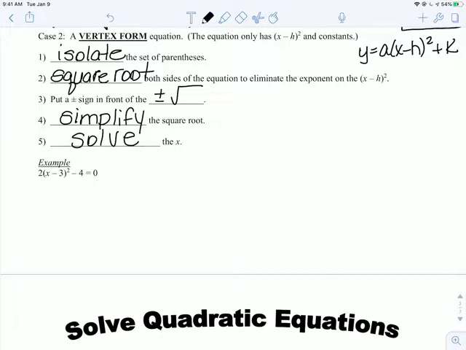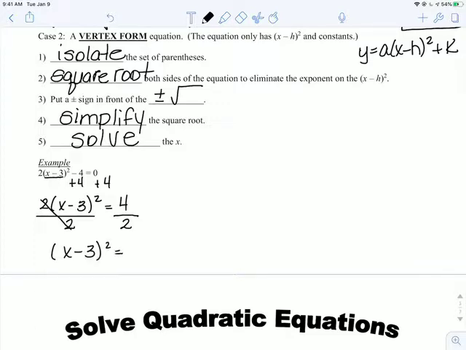The first thing I want to do is to try to isolate the parentheses that are being squared. So before I can divide out the 2, I need to add 4 to both sides. So I've got 2 times (x minus 3) squared is equal to 4. Now I can divide out that 2 because I need to isolate the parentheses. So that'll get rid of the 2 on the left, and I'll have (x minus 3) squared is equal to 4 divided by 2, which is 2.